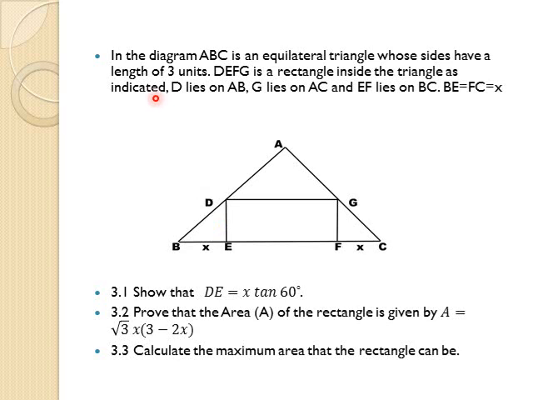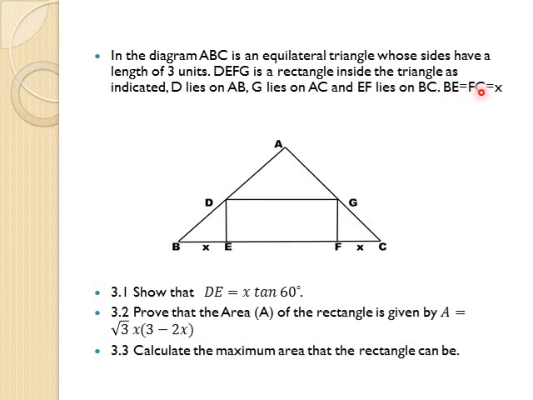Now I'm going to look at the triangle and rectangular problem for my maximum and minimum problems. So in the diagram, again, as I said, always we're going to give you a diagram with unknowns or variables. In the diagram, ABC is an equilateral triangle. So what do I mean with that? All sides are equal. The corner angles are 60 degrees. Which sides have a length of 3 units, so AB, BC, and AC are all 3 units. Then we have DEFG, the rectangle inside the triangle as indicated. D lies on AB, G lies on AC, and F lies on BC.